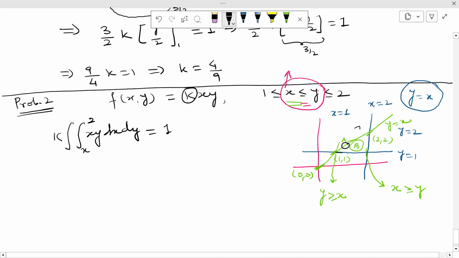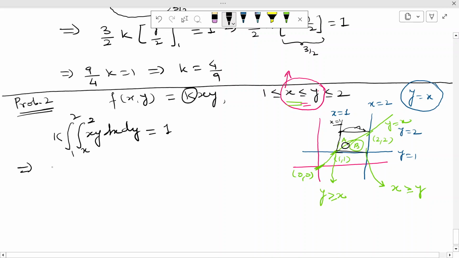When you are moving in this domain, x will vary from 1 to 2, because you can see that from this point the line is x equals 1. So x starts from here and moves up to this point where x is 2. So the limits for x are 1 to 2.